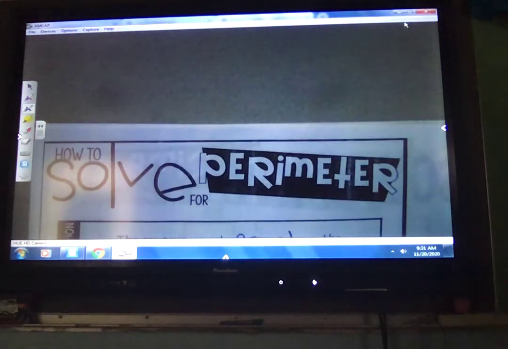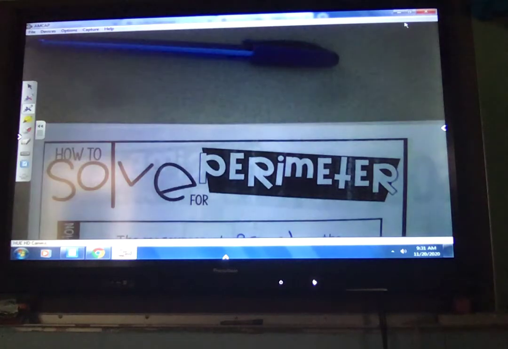We are learning about perimeter. So you have a handout that I have sent home with you that is titled How to Solve for Perimeter. Now, there's a little rap that I want to teach you that I use to help remember the difference between perimeter and area, and it goes like this.